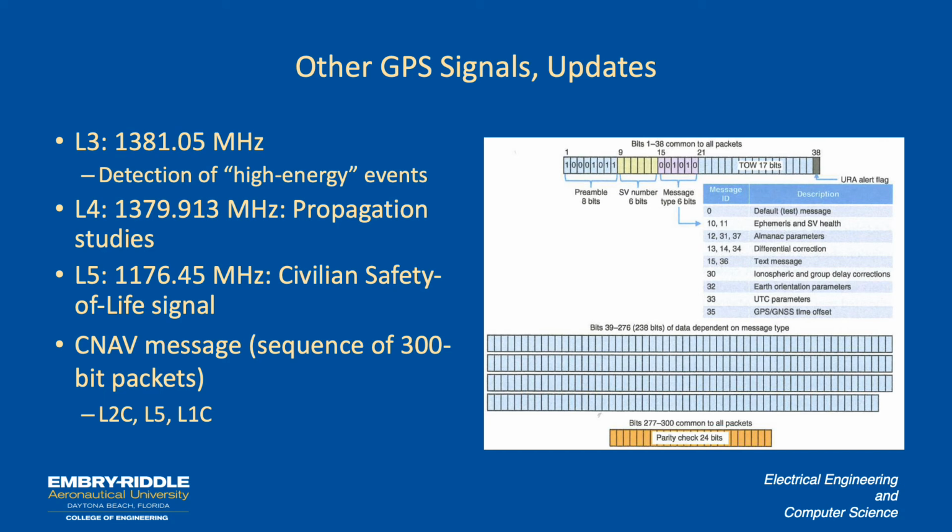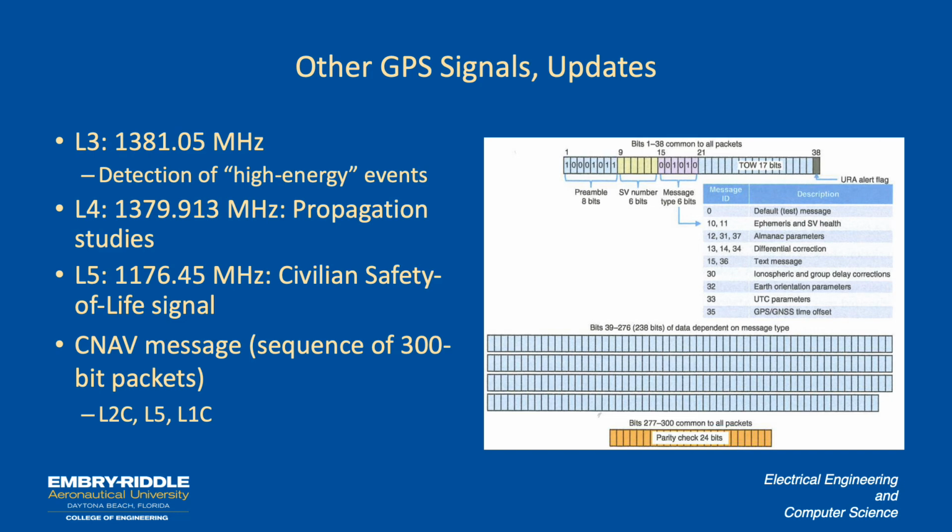It's a packet-based kind of transmission, more like how communication by Ethernet or the internet works. It comes in 300-bit packets instead of 300-bit subframes, and they're very similar. Each has a preamble, the service vehicle number, and then a code for what kind of message. We still get the time of week information, but the message can tell us what to do with bits 39 to 276, those 238 bits of data.